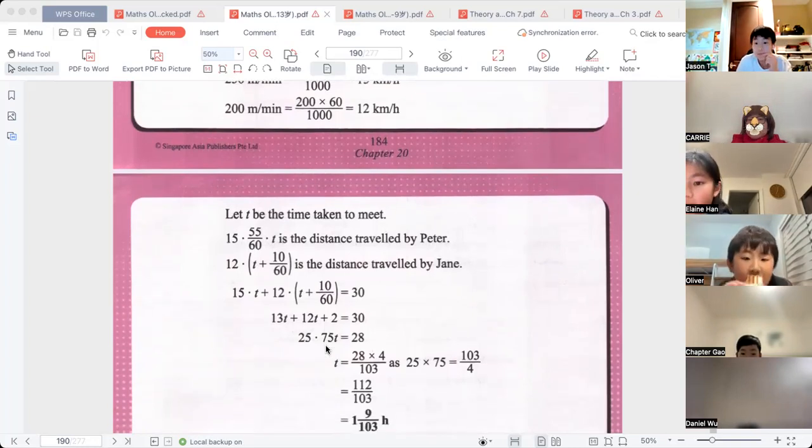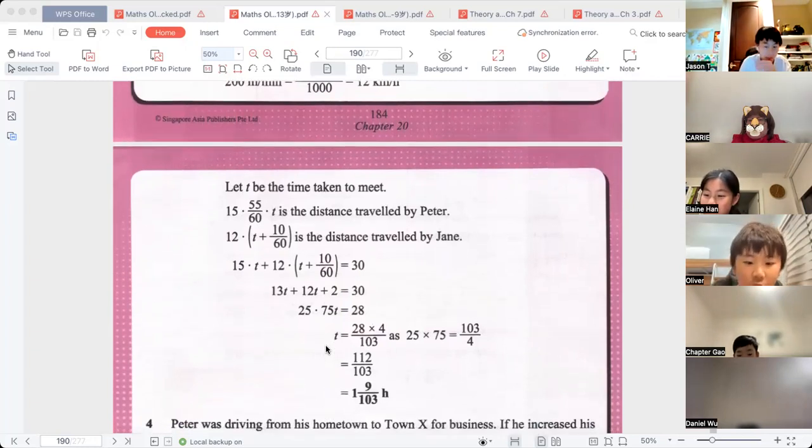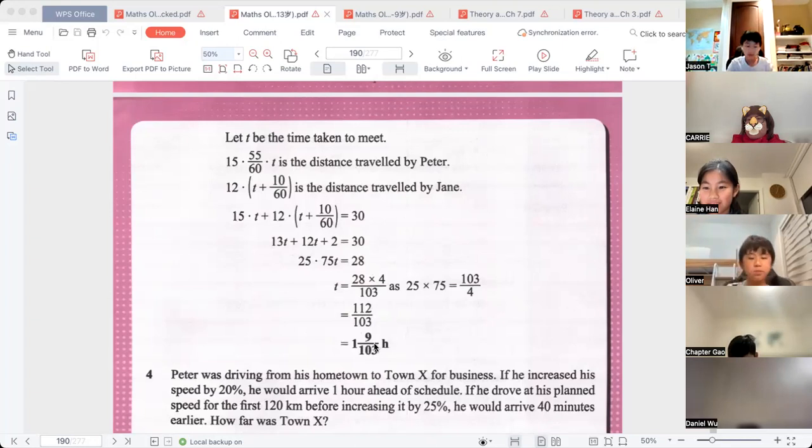So after adding, subtracting and multiplying, we will find the answer is 1 and 9 over 103 hours. Okay, Elaine, that's enough, you don't need to convert it into 1 hour and some minutes, because it's really hard to do that.